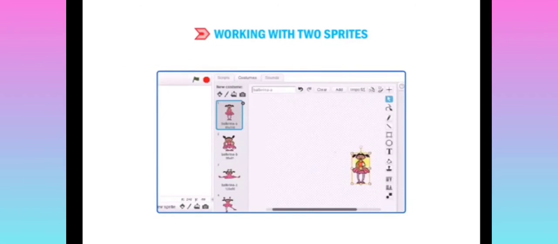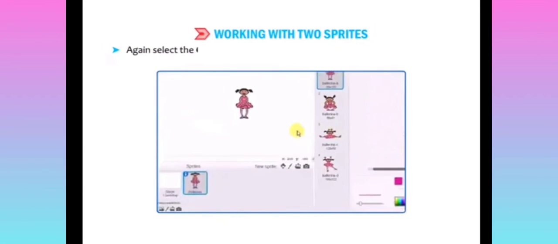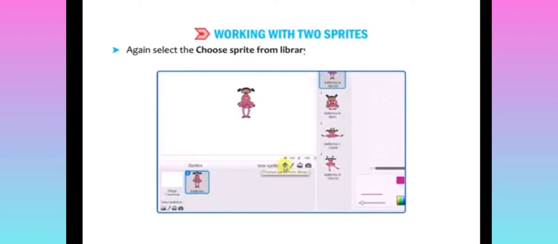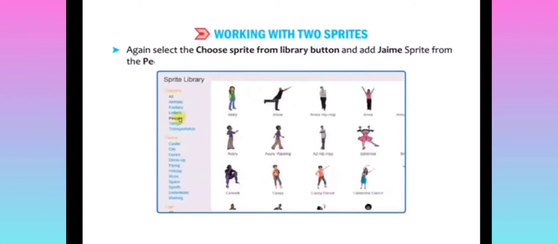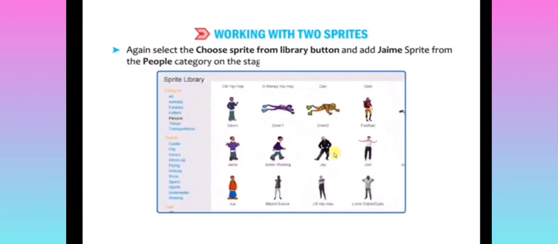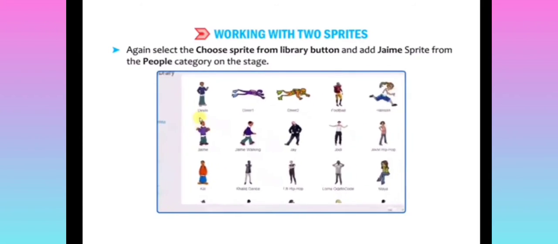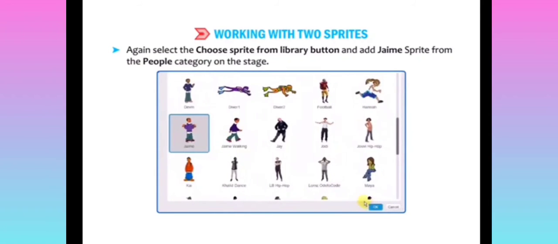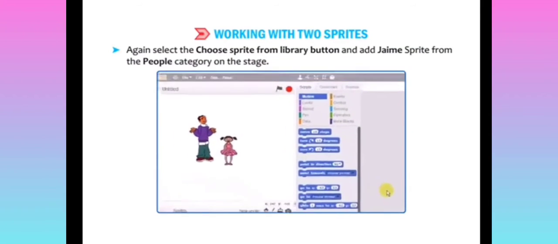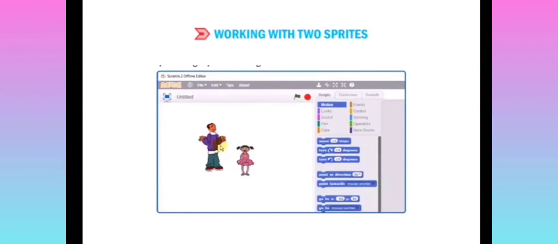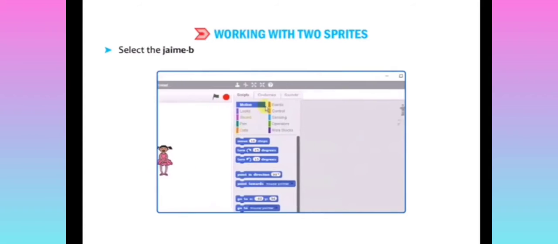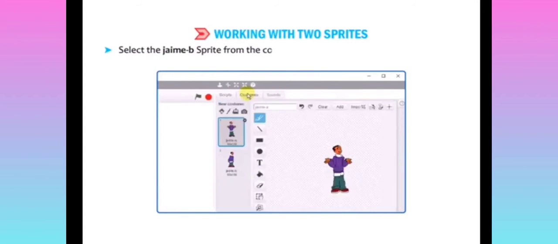See. Again, select the choose sprite from library button and add Jamie sprite from the people category on the stage. Select the Jamie B sprite from the costume list and place it as shown in figure. Select the sprites. See.